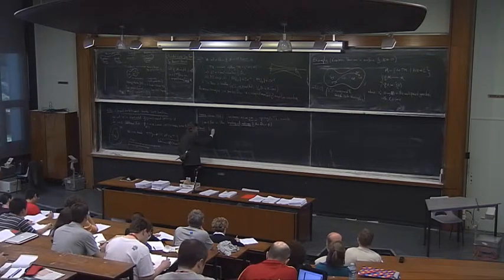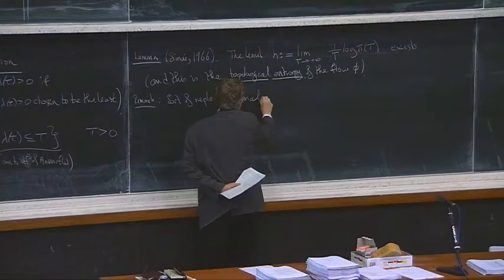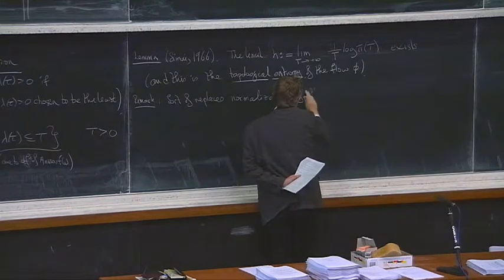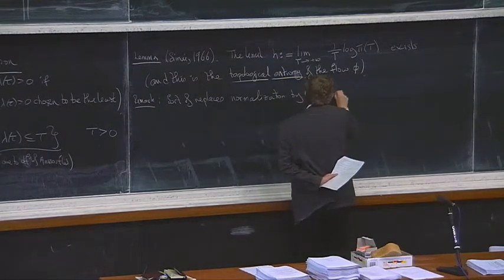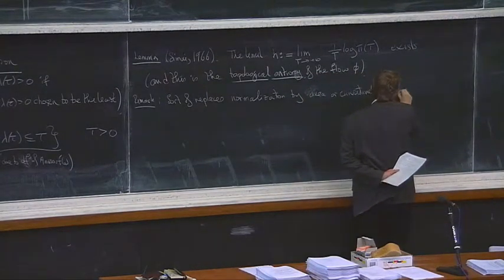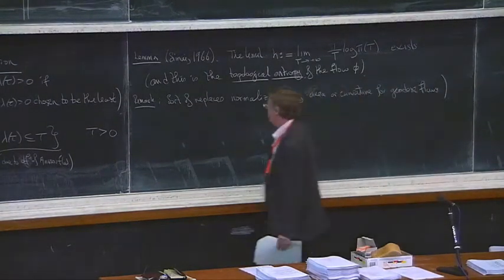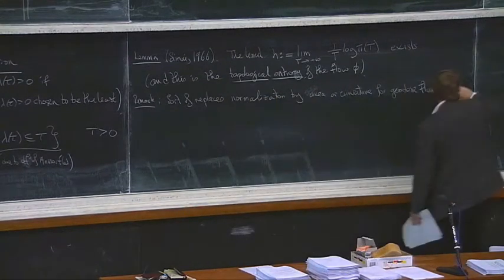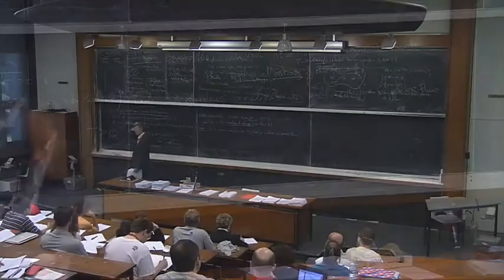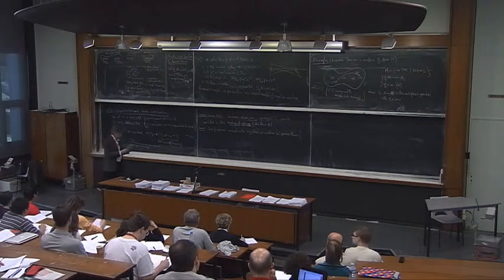Let's say that it sort of replaces the normalization by, say, curvature, by area or curvature for geodesic flows. So if you take a flow, an Anosov flow, and you mess around with it, you speed it up, you do something to it, then you'll get different values of h. But we're interested in a specific characteristic value for this given flow. So it plays a role there.